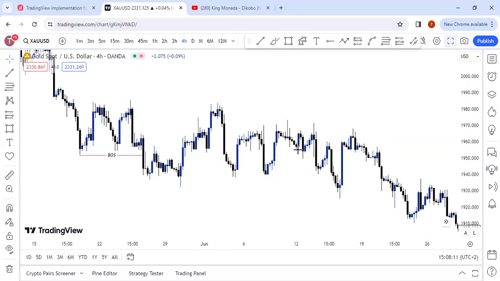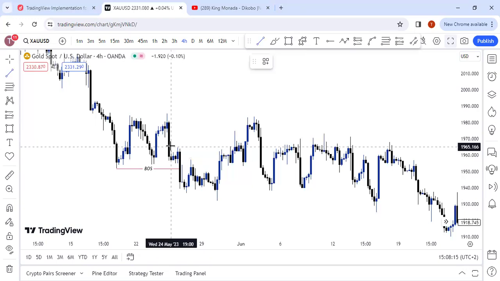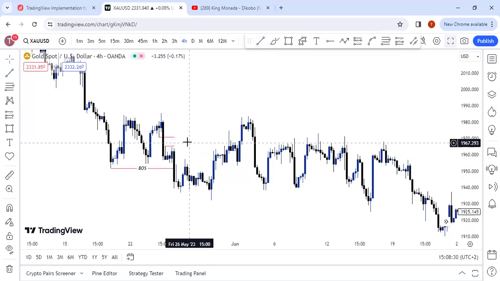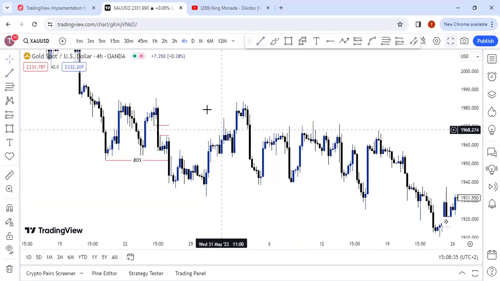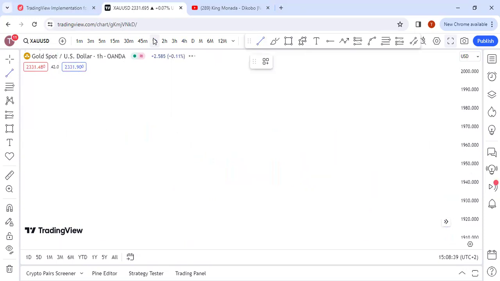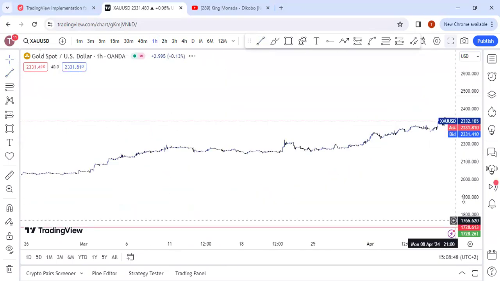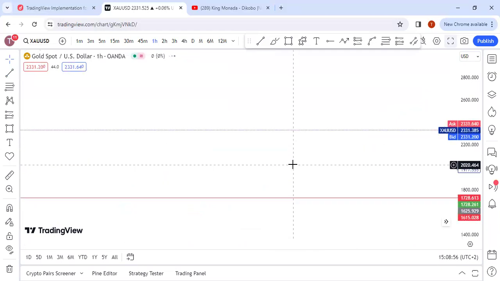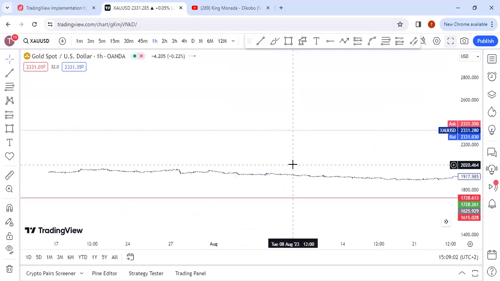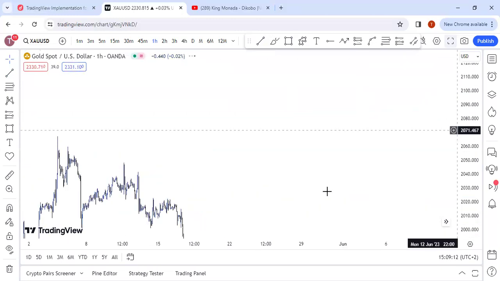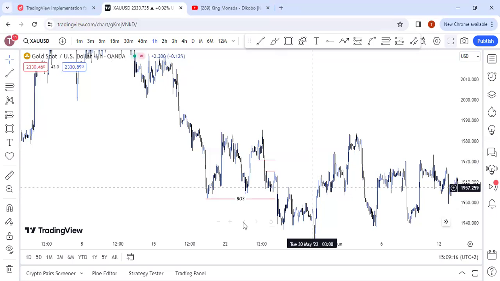So from this BOS, guys, we are having this. This is our imbalance, guys. So it means that this imbalance needs to be filled. That's why I will maybe try to go to my order block. And guys, let's check one hour of it. Yeah, here we are, guys. So this is one hour of it.